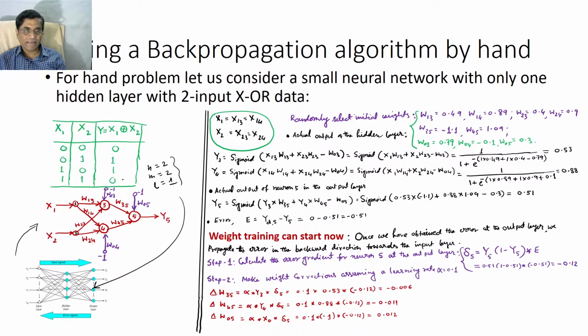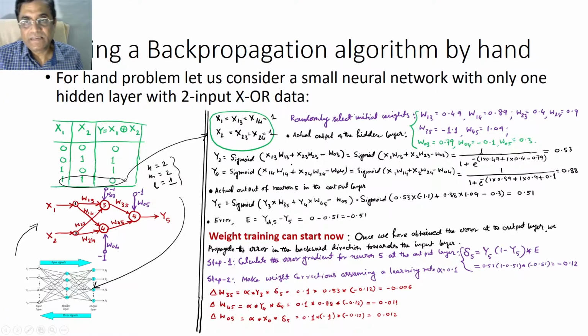Say this is the iteration I am taking. So x1 equals x13 equals x14 equals 1 for this iteration. That means the input 1 1 should produce output 0. And x2, x23, x24 are also 1. Now, initialization means you will have to randomly select the initial weights.